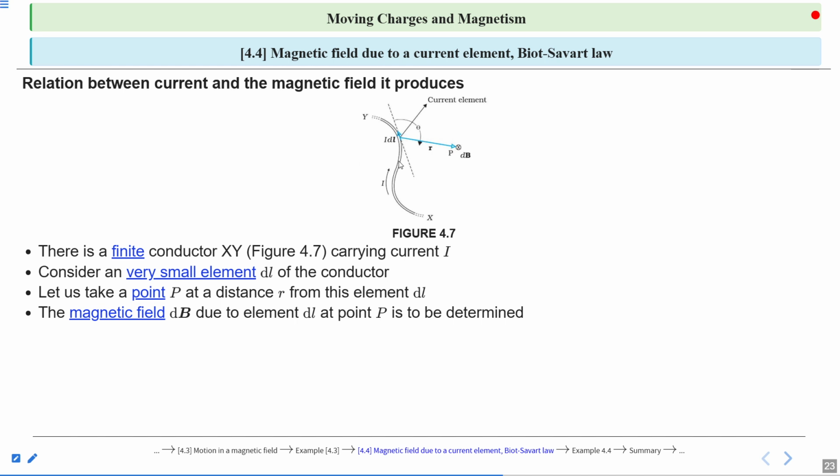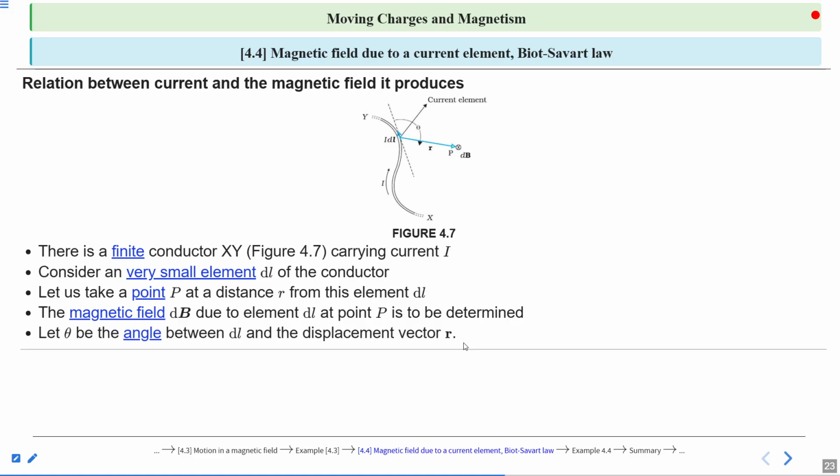But in generalized form, we are going to derive the formula for dB due to this small element dl. So the magnetic field dB due to small element dl at a point P is to be determined. Let theta be the angle between dl and r. This blue arrow shows the direction of dl. So this theta angle is between dl and this displacement vector r. So this is the theta.